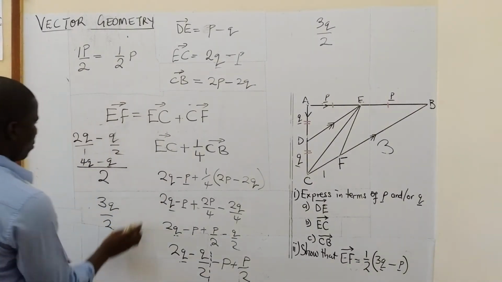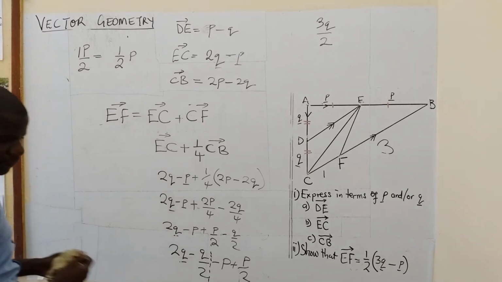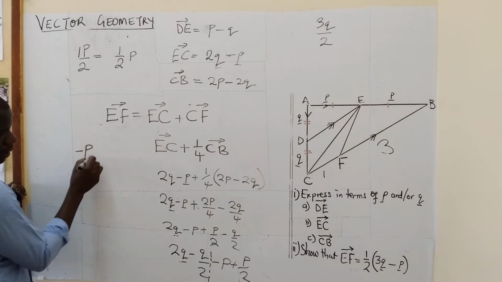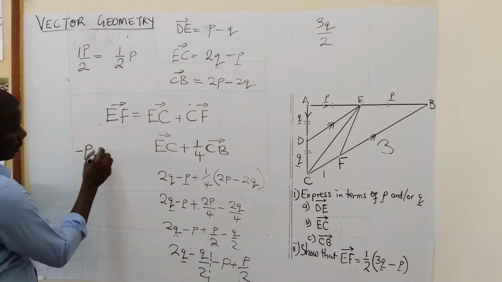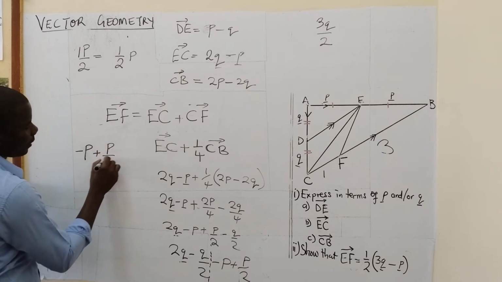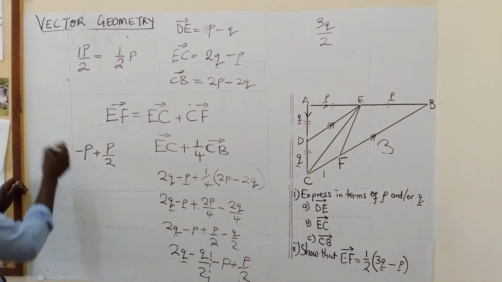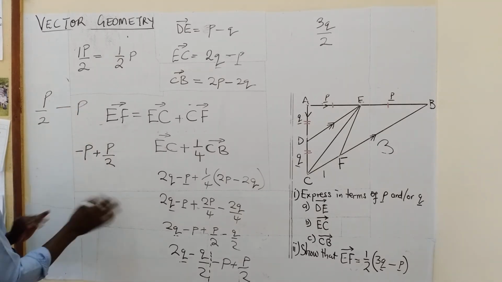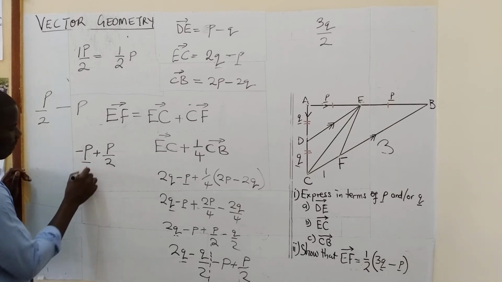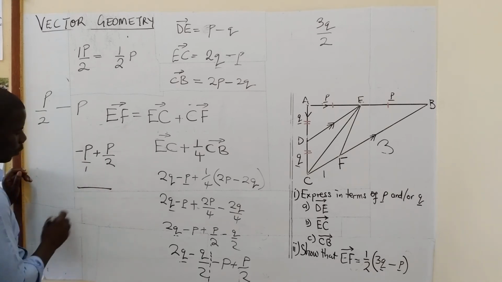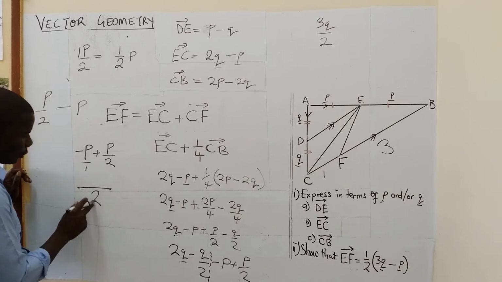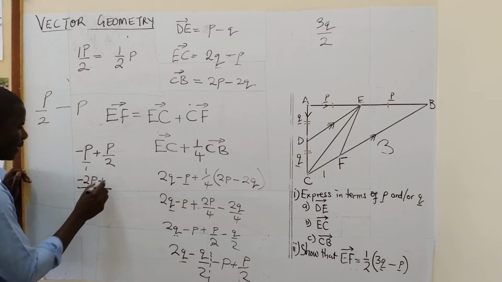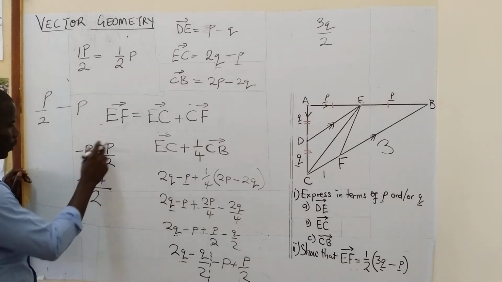Then we go to the second part. Take note. We go to the second part now, which is what? We need to get this as minus p, then plus p over 2. This can as well be written as p over 2 minus p, whichever. So here we have over 1, then our lowest common multiple is 2. 1 into 2 is 2. So when we multiply this 2 by this one, we're going to get minus 2p plus 2 into 2 is 1.